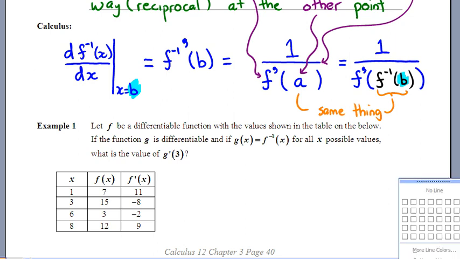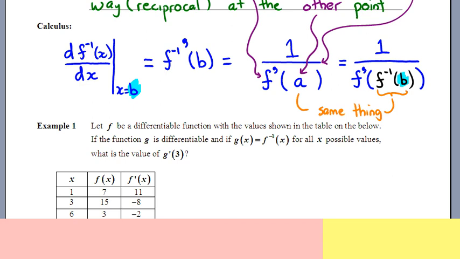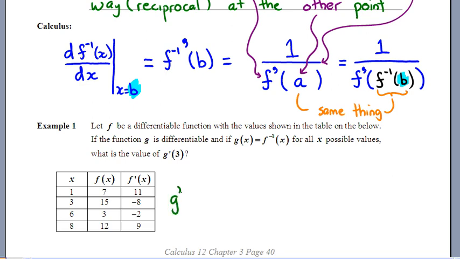So here goes. The request is that you find g prime of 3. Another way that you could write that is, what is the inverse function's derivative at 3? Same thing. Well, we're going to play the flip, flip, flip game. First of all, we are going to flip this upside down, so I'm going to go 1 divided by. I'm going to flip to the other function. I don't want to work with g. I'd rather work with the derivative of f. After all, that's in the table.